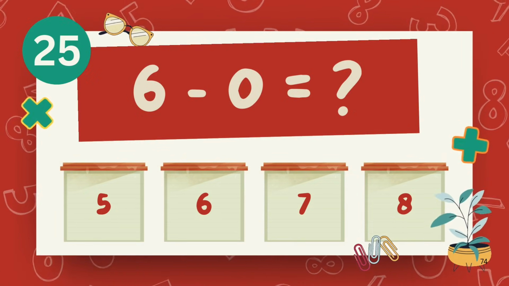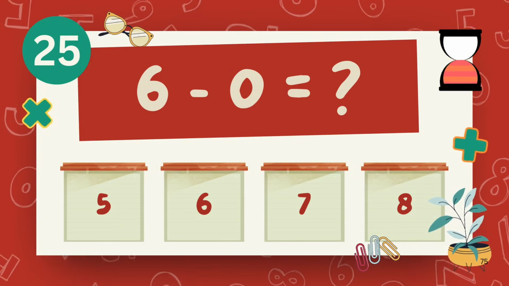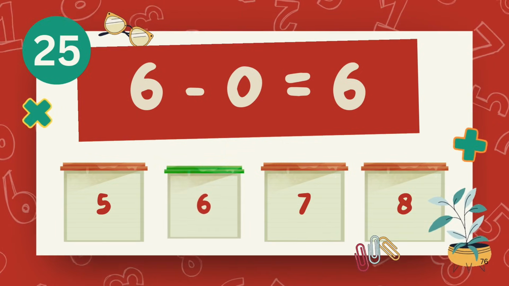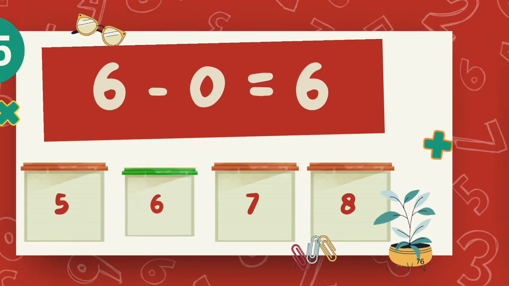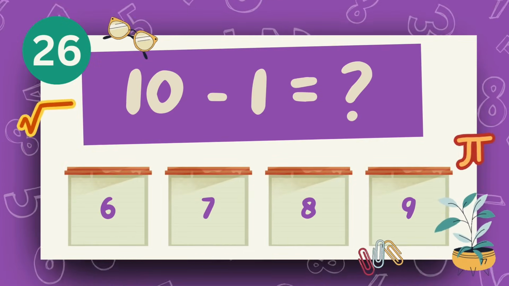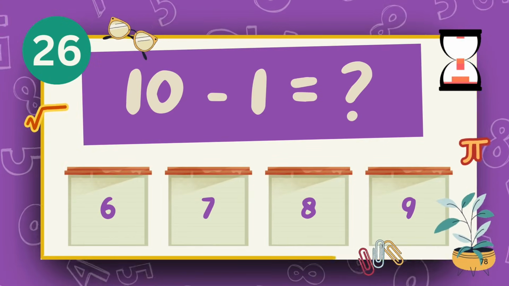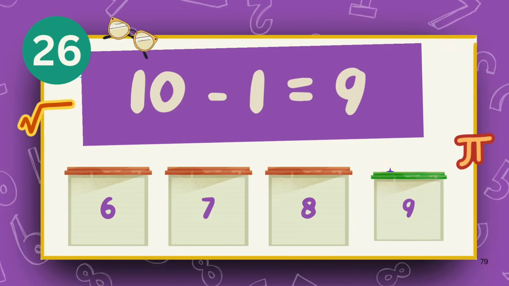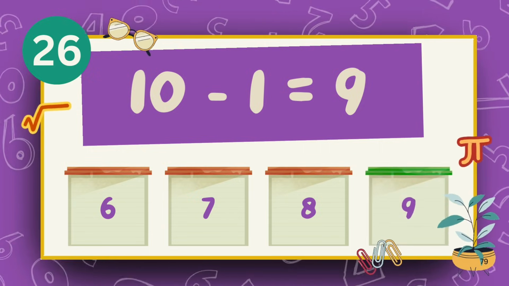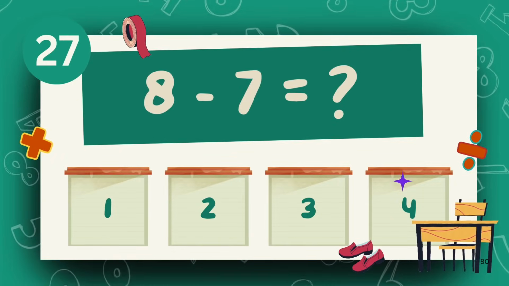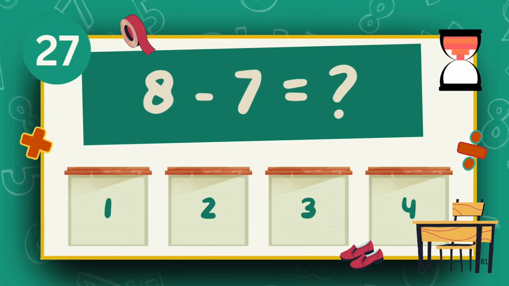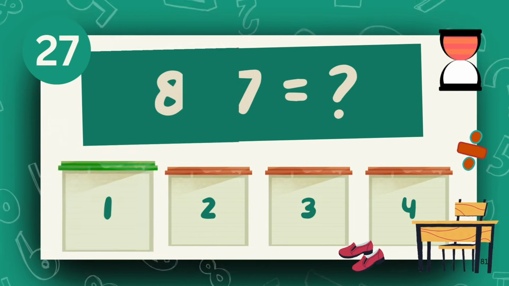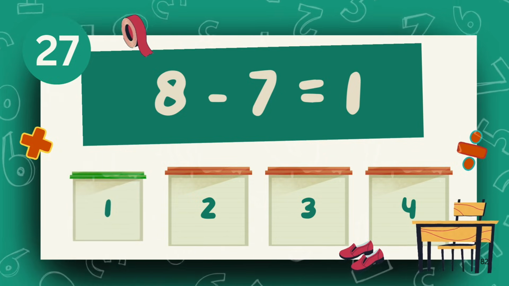What is 6 minus 0? The answer is 6. What is 10 minus 1? The answer is 9. What is 8 minus 7? The answer is 1.